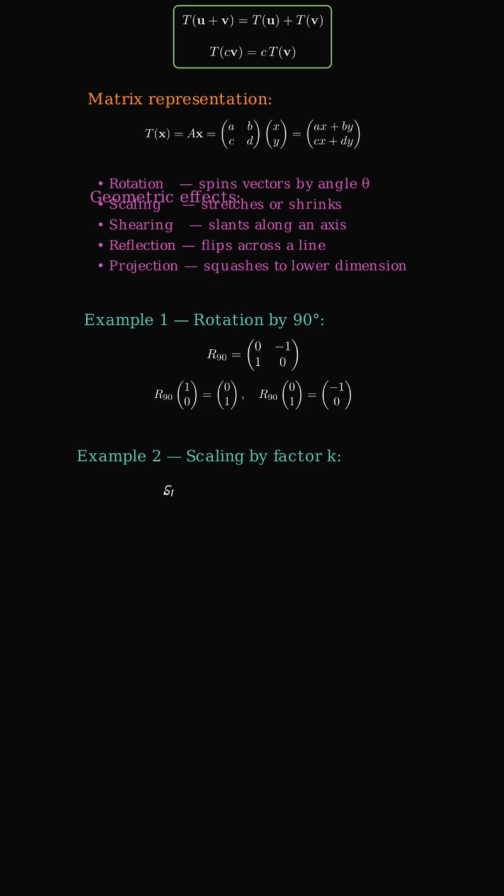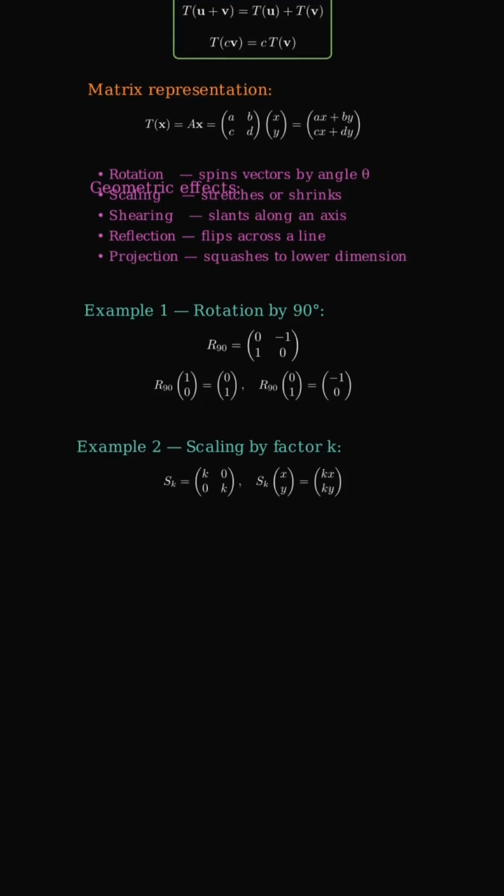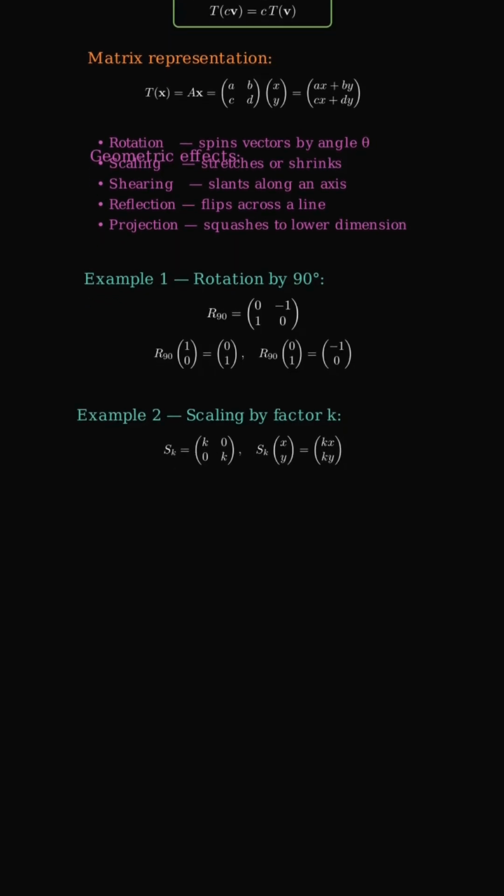Example 2, scaling. If you multiply both coordinates of a vector by a number k, then every vector stretches by that factor. If k is greater than 1, the vectors become longer. If k is between 0 and 1, the vectors shrink. If k is negative, the transformation also flips.